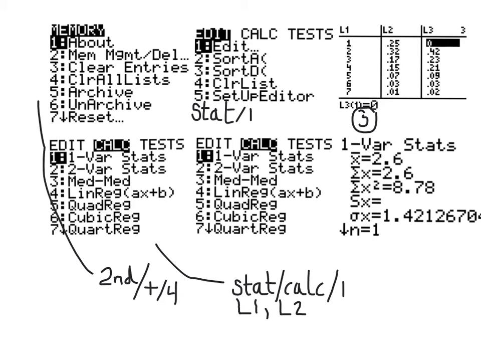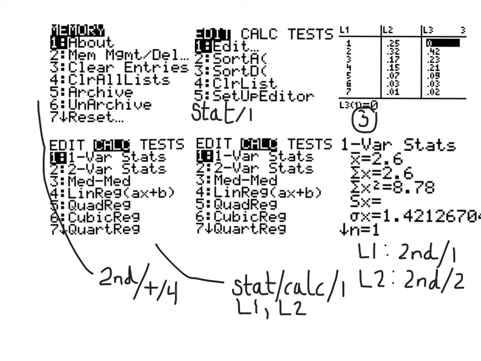Now just a note, to get L1, you type second 1 because above your number 1 key in either yellow or blue, you see an L1. And to get L2, you type second 2, because again, right above your 2 key in either yellow or blue, you see an L2. The comma, you'll notice, is just above the 7 key, I believe. So when you hit enter thereafter, it gives you the statistics.